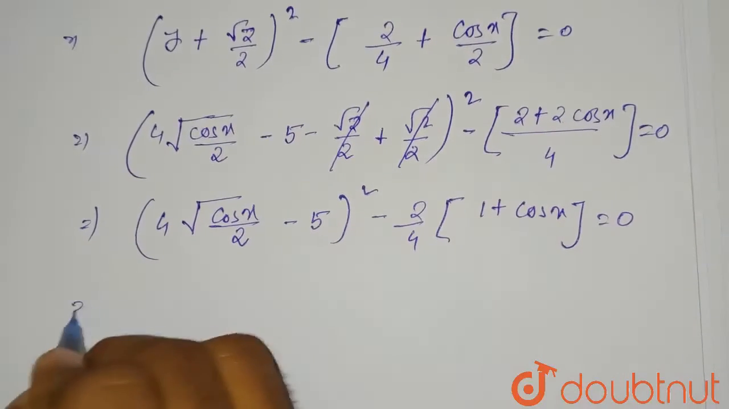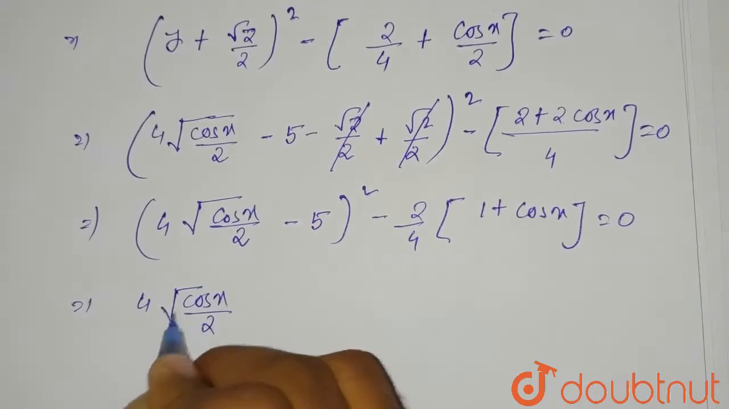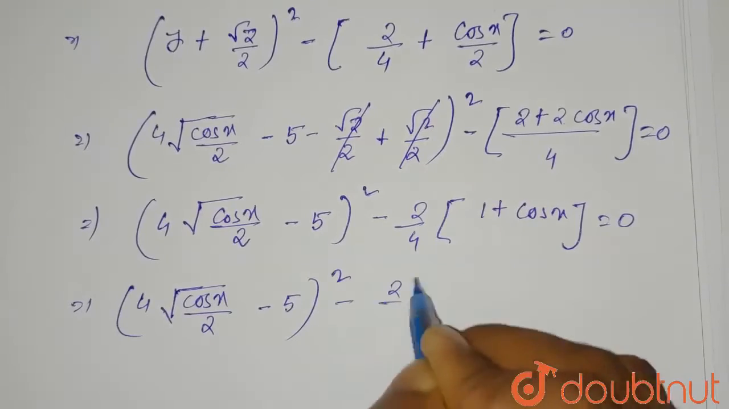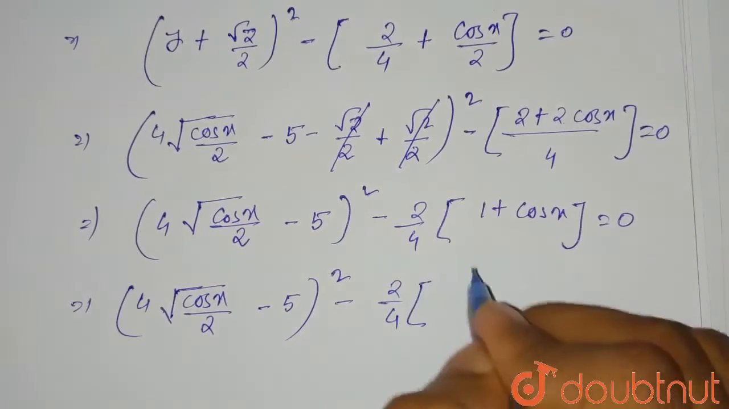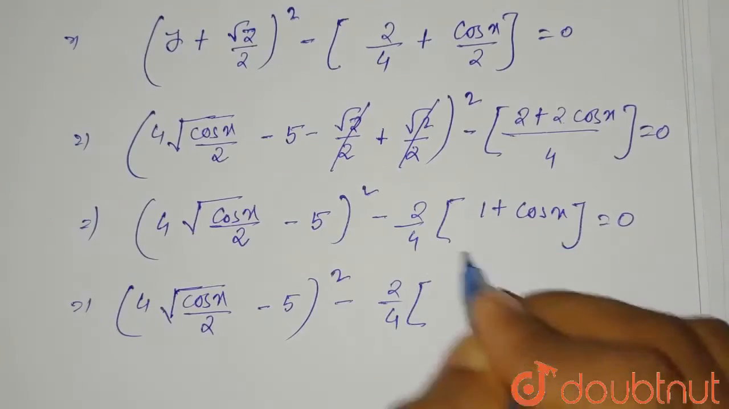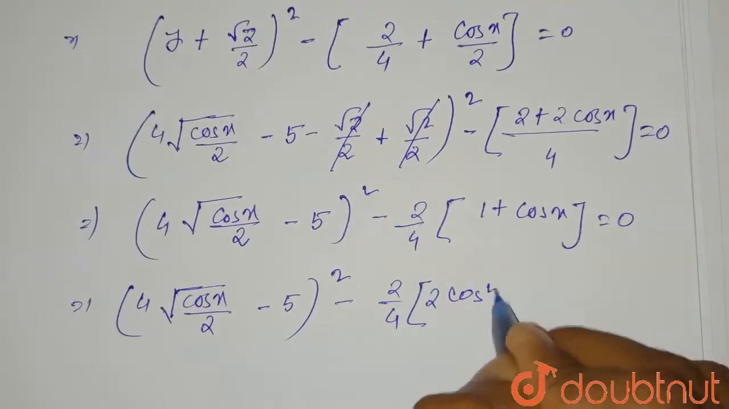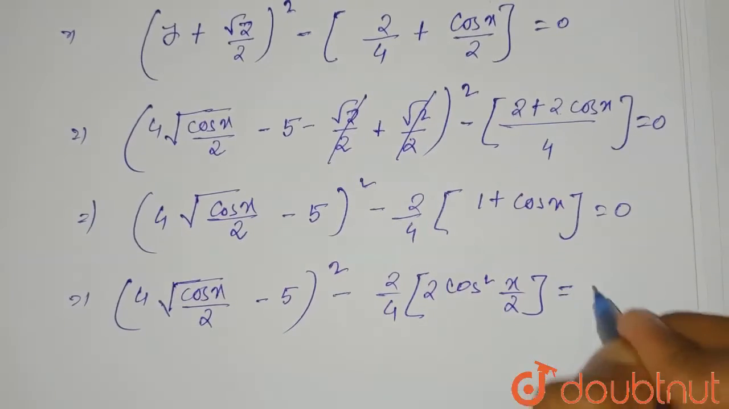Okay, so from here you can write it as 4 root cos of x divided by 2 minus 5 whole square minus 2 divided by 4. We can write it as half also. So let's keep it like this, multiplied by this value, which will be 2 into 2 cos square x by 2. Half angle formula, this will be equal to 0.